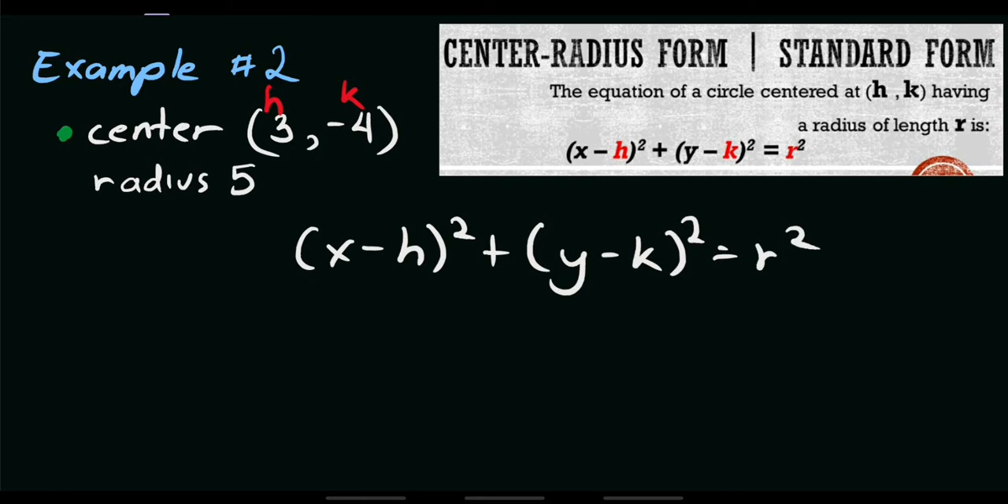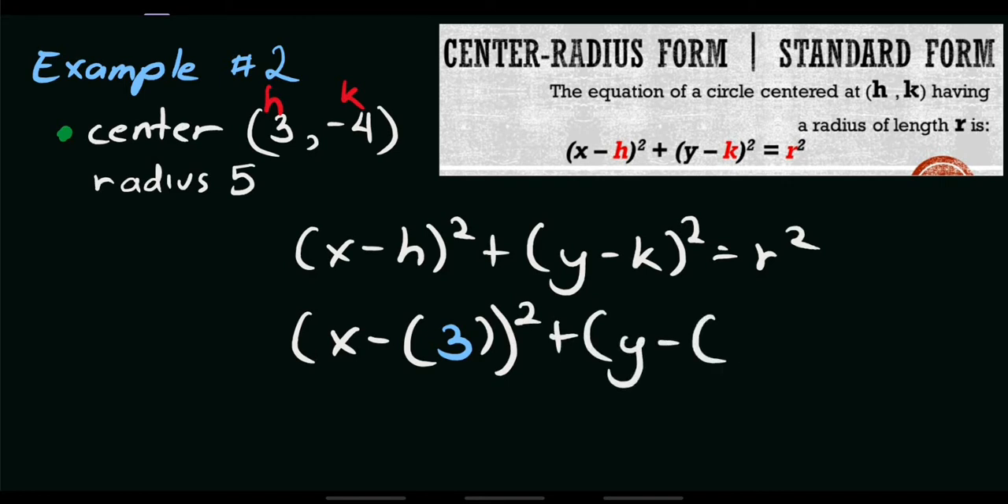Now let's plug in all of the values of h, k, and r. So we have x minus, we have h as 3, so we have 3 squared, plus the quantity of y minus k. This time the value of our k is a negative number, that is negative 4. We have negative 4 squared is equal to r squared. The value of r is 5, and that is raised to 2. So we have 5 squared.